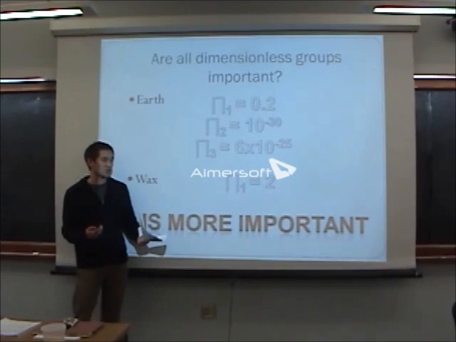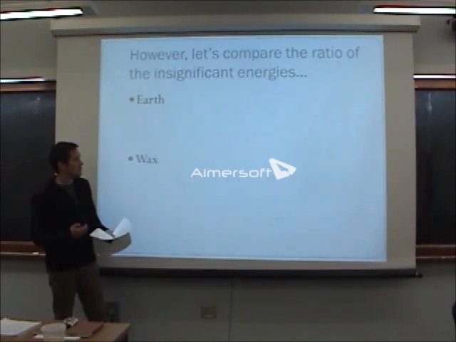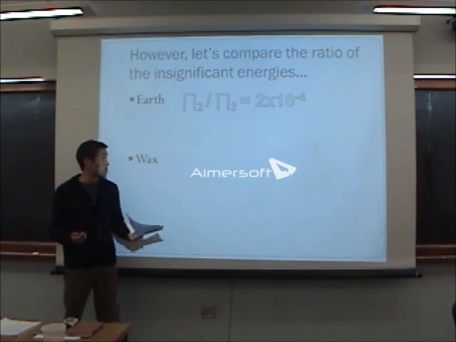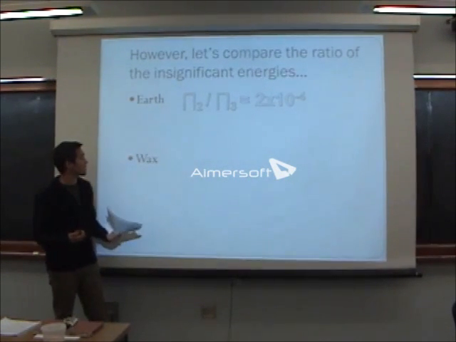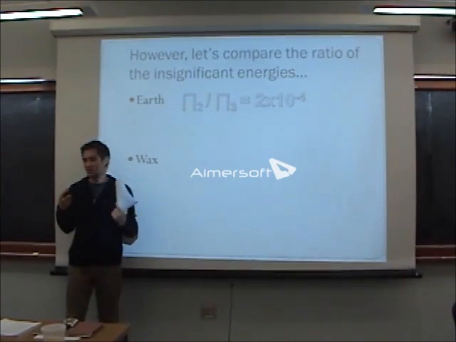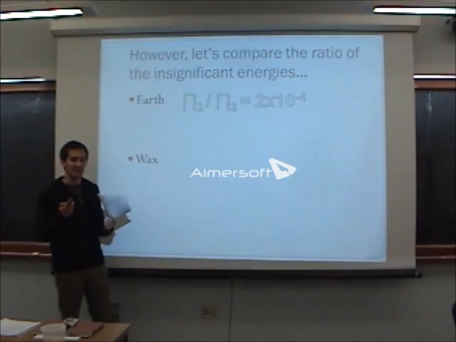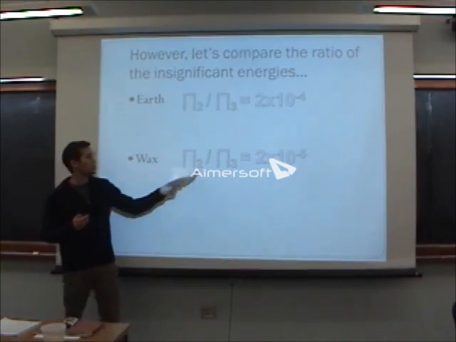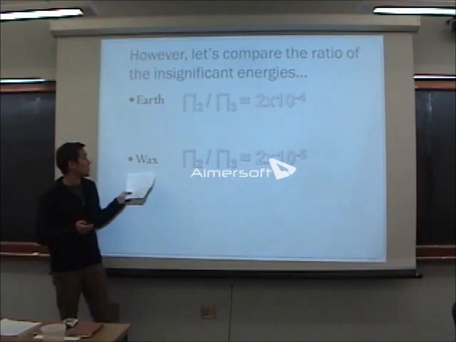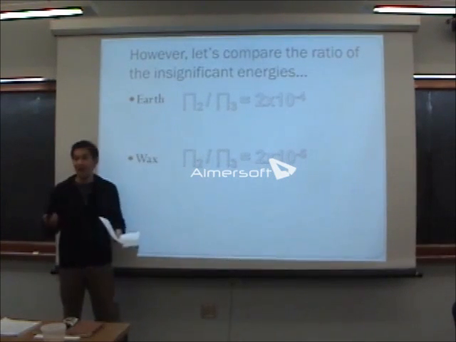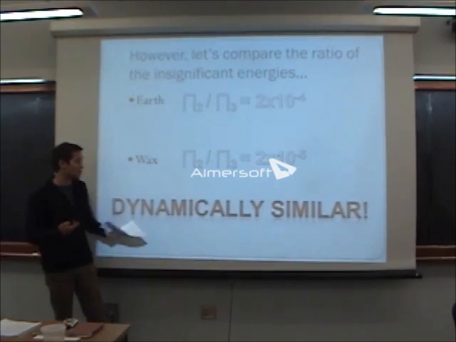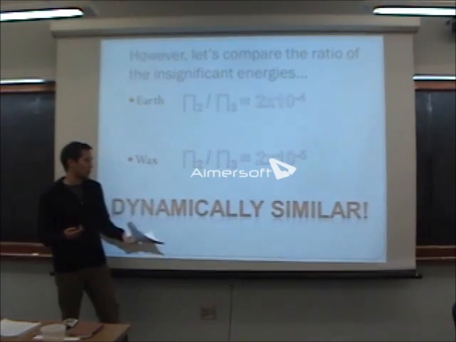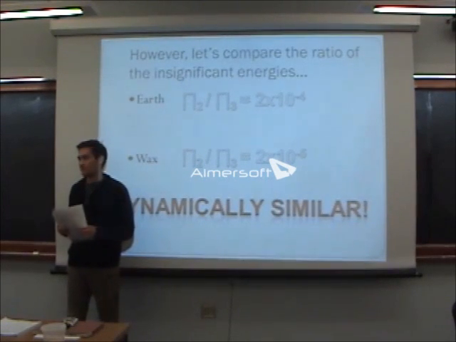Now if we look at the other dimensionless groups, they're tiny. Well, let's take a look at them anyway. For Earth, if we did the ratio of the second dimensionless group over the third dimensionless group, we get 2 times 10 to the negative 4th. If we use the information that's provided by the professor, 10 millimeters per second, that's how fast the wax moves, you get a dimensionless ratio of 2 times 10 to the negative 5th. So comparing the wax model to Earth's, these ratios are actually pretty similar. So upon further inspection, the model that the professor used to model Earth's crust is dynamically similar.